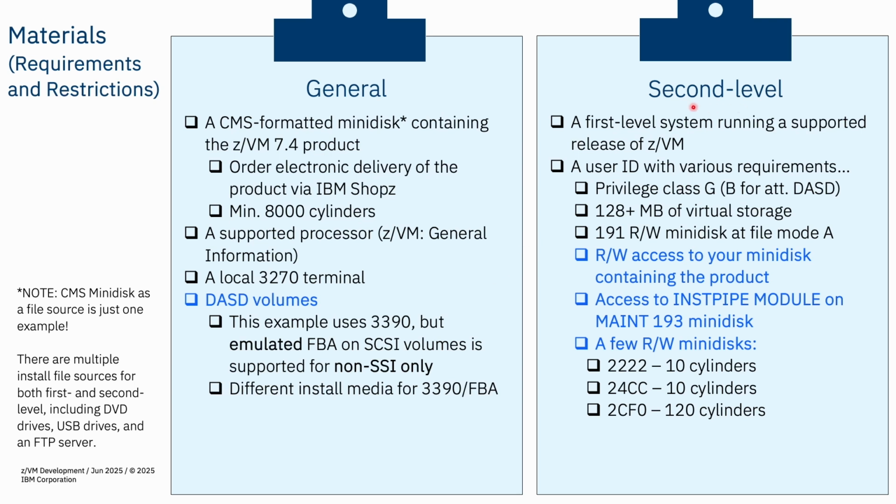Now, for our second level system, the first thing we'll need, of course, is a first level system. So a first level system running a supported release of z/VM because it's that system's TCP/IP stack that we will use to install our second level system. And we'll need a nice user ID with various requirements that are highlighted in the z/VM installation guide.